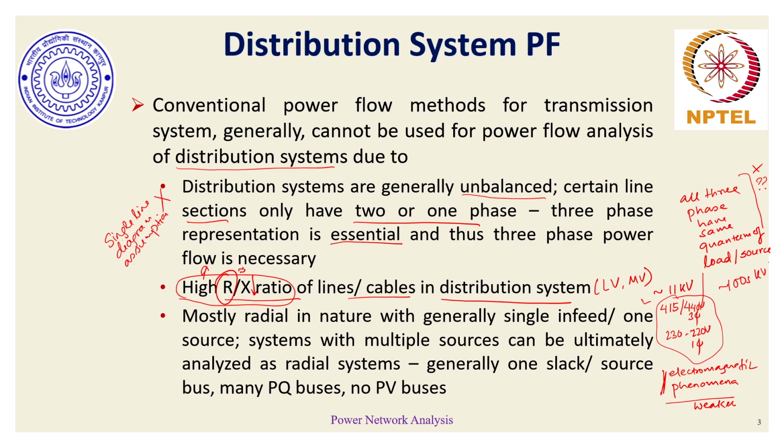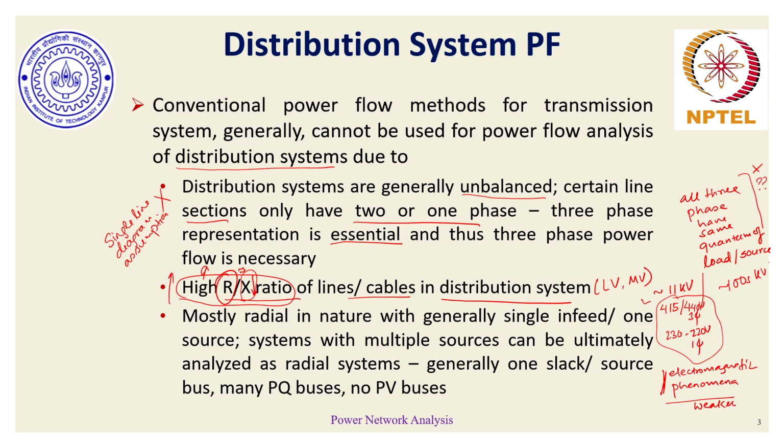The resistance value remains more or less the same. It is not significantly different if we talk about the cross-section of a transmission conductor and a distribution conductor. It's the value of X which is getting significantly impacted or lowered in distribution network due to low operating voltage, and that's the reason why R by X ratio tends to be higher.